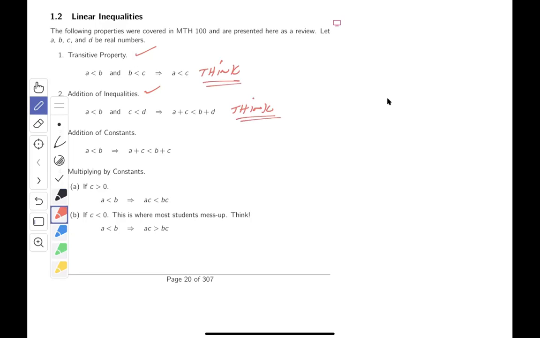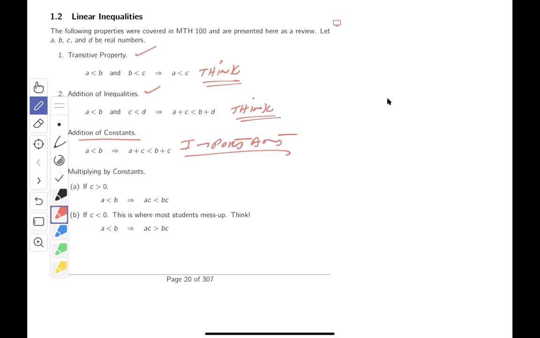All right. I do want to point out this one here, which is the addition of constants. We use it a lot at Essex County College. What does it basically say? That if A is less than B, you can add any constant you want to both sides of the inequality, and there will be no effect on the inequality. And this is very important. We use this a lot at Essex County College. We see an inequality and we add something to both sides of the inequality and nothing really happens to it.